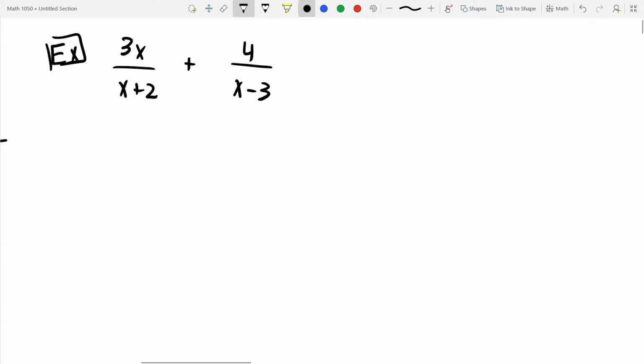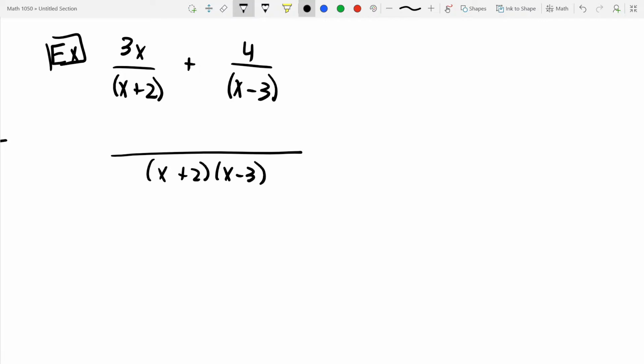So again, I have to get a common denominator. If you have x's that are added or subtracted to something and you're trying to get a common denominator, just squish those things together. That's literally all you do to get that common denominator.